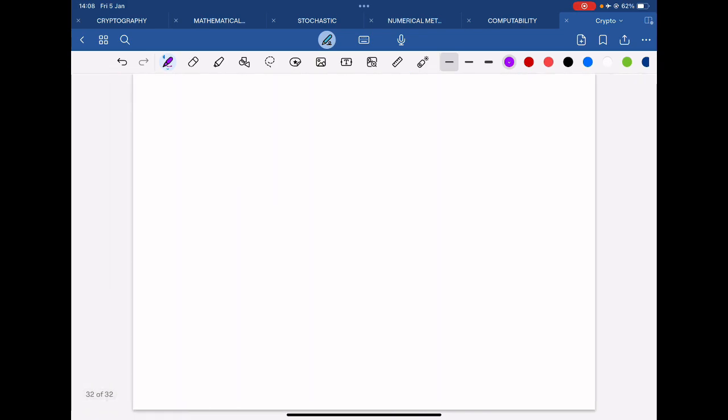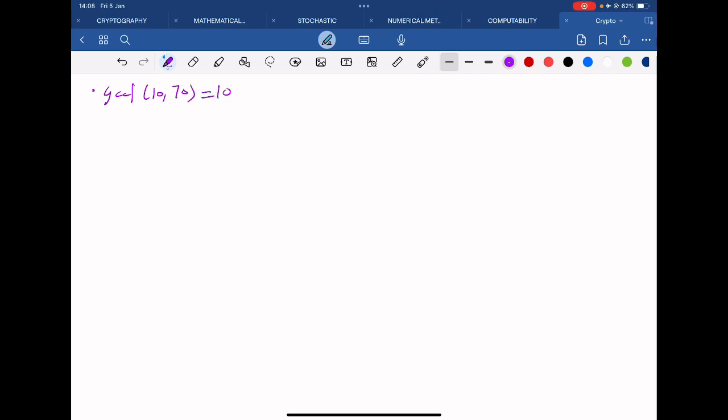Okay. Now let's move on to the next step. Since our GCD of 10 and 70 is equal to 10, and 10 is even, whenever you find a GCD and you get an even number, that is when we use the Lagrange theorem. Please, this is very important. You have to pay attention to this. If the GCD is an even number, you have to consider the Lagrange theorem.